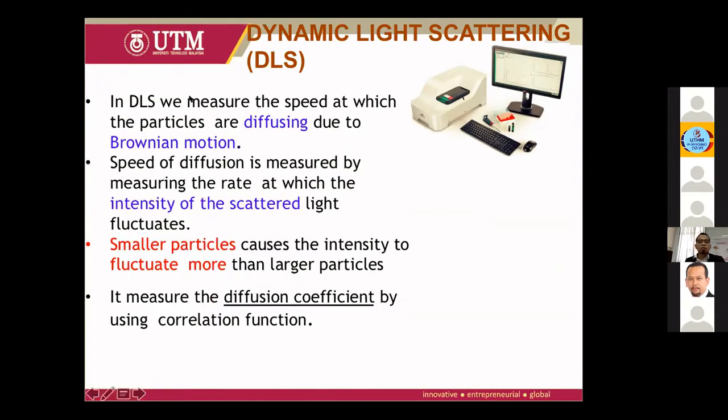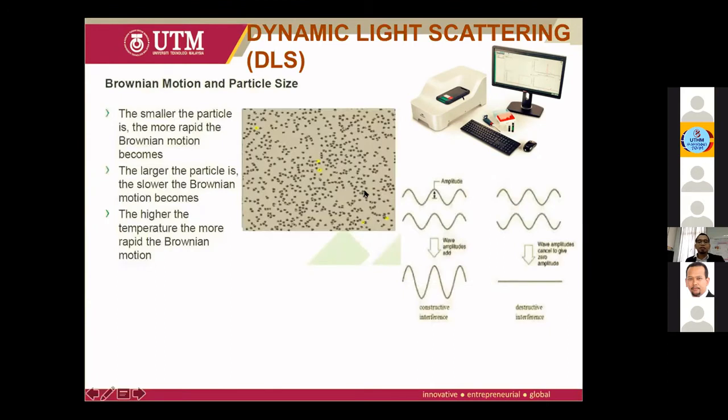Okay, when we talk about DLS, we know that the speed of the particle is measured as it diffuses in Brownian motion, and it has an effect on the intensity of the scattered light, meaning that a smaller particle causes the intensity of light to fluctuate more. When we beam the light source, the fluctuation of smaller particles is going to have a greater correlation. This is because we correlate based on the diffusion, the correlation function. This is basically how we look at the Brownian motion.